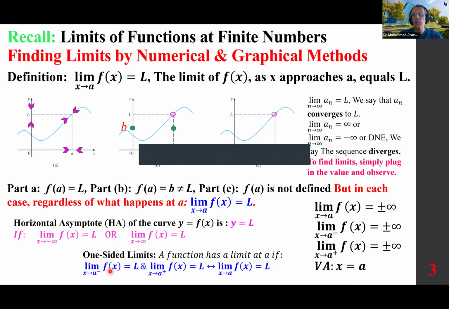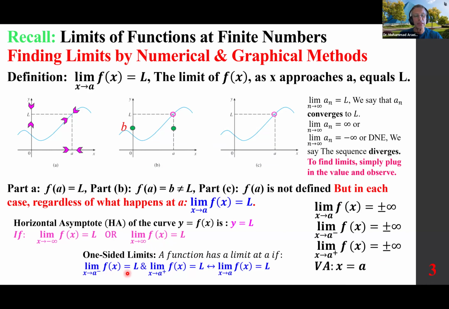When the one-sided limits are equal, meaning the limit of f of x as x approaches a from the left is L, and the limit of f of x as x approaches a from the right is L, then the limit of f of x as x approaches a is also L.